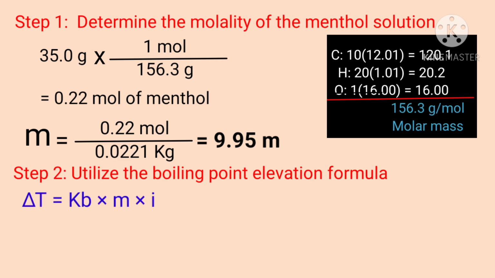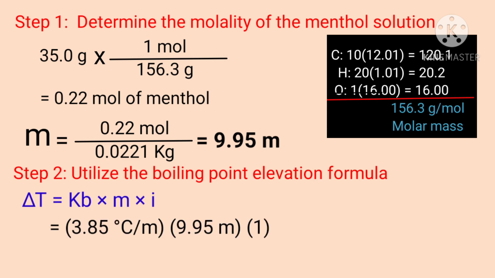Step 2, utilize the boiling point elevation formula. Delta T is equal to K sub B times m times i. So K sub B, the boiling point constant of chloroform, is 3.85 degrees Celsius per molal, times 9.95 molal times 1. And then this will become 38.3 degrees Celsius.